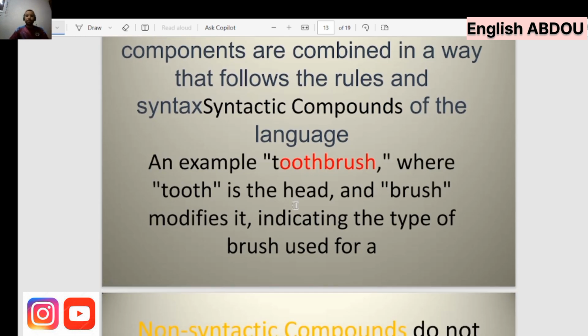As you can see here, we have an example, toothbrush. So tooth is the head, and brush modifies the tooth. So we talk about the brush of the tooth, not another brush. So here, as you can see, the meaning is in the secondary word. We have secondary and primary. So here we have it in the secondary, while the other words that we have seen have the meaning in the primary.